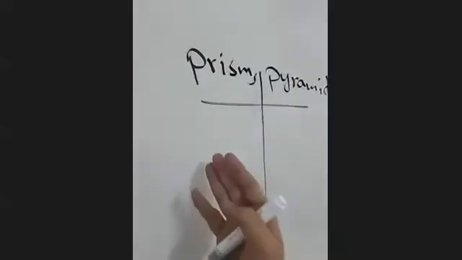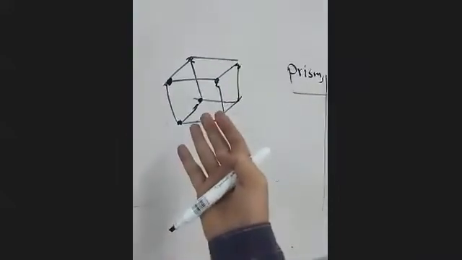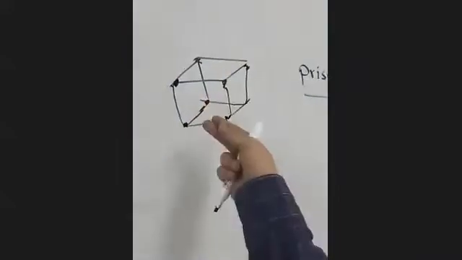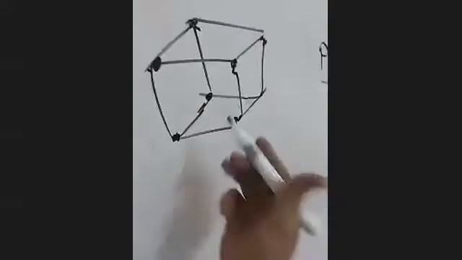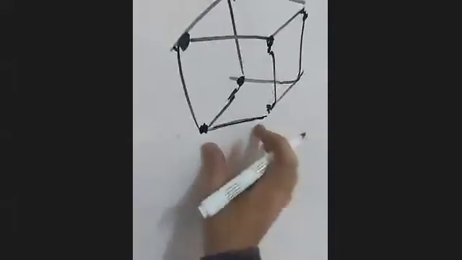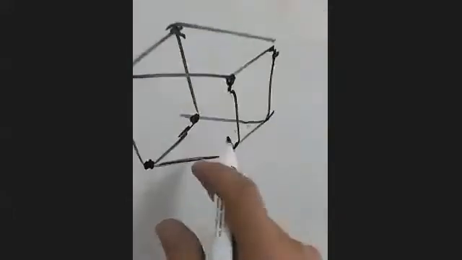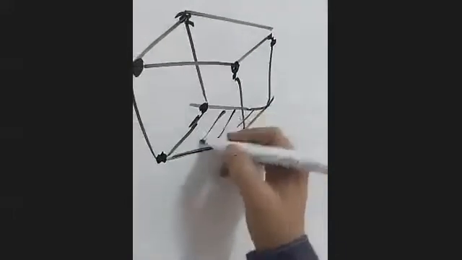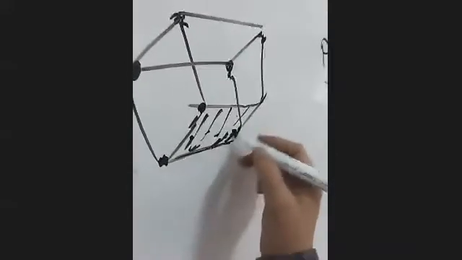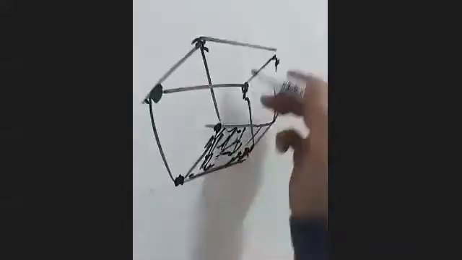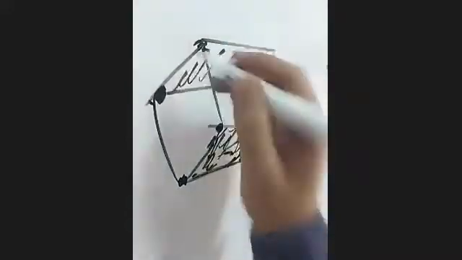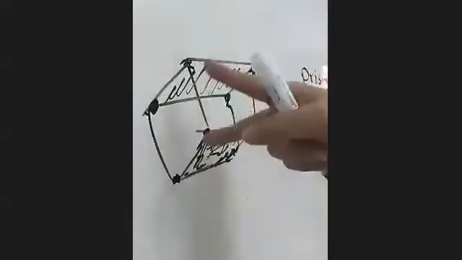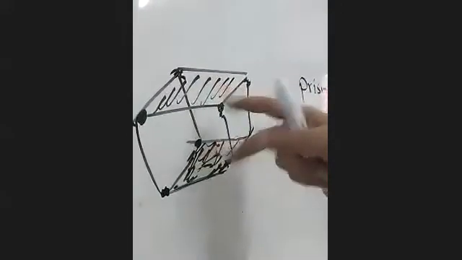What's the prism? Prism, something like this. 2 bases. And when I say base here, guys, I'm not talking about this line, like base and height. No, when I say base here, I'm talking about the face on the floor down. This face here, we call it base. And this face, the roof, we call it base. So in the prisms, we have 2 bases, okay?